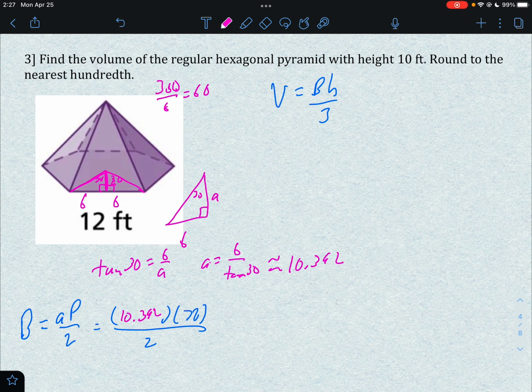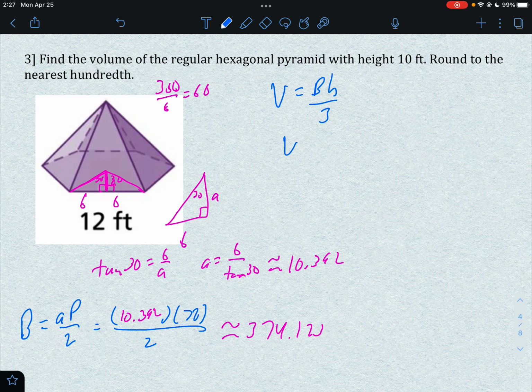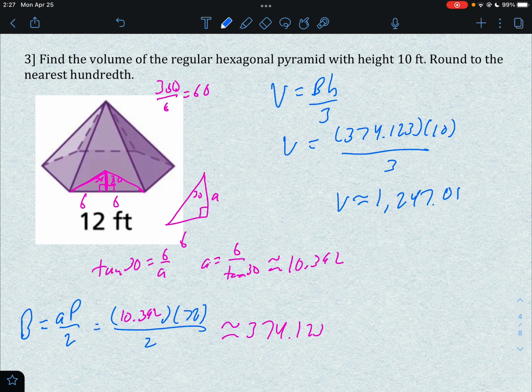So 10.392 times 72 divided by 2, our B is 374.123. Back up to our volume formula. B is 374.123. The height was given to us at 10 over 3. And our final answer is 1,247.08 cubic feet.